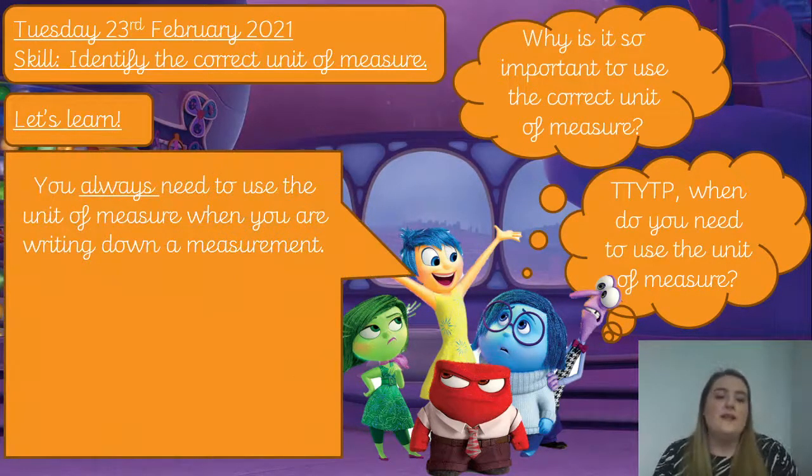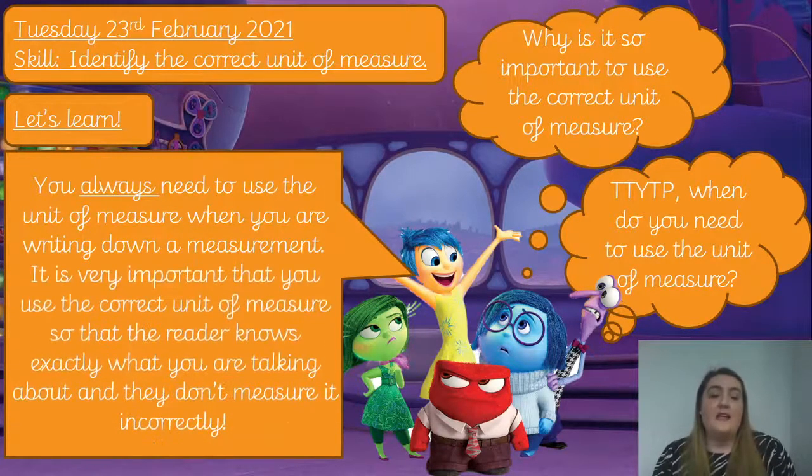So you always need to use the correct unit of measure when you're writing down a measurement. It's really important that you use the correct unit of measure so that the reader knows exactly what you're talking about and they don't measure it incorrectly. So if you just write down 10, they're not going to know if you mean 10 grams. So if you say 10 flour, they're not going to know that that's weight unless you've got grams there, to show that that's the unit of measure you're using, for example.